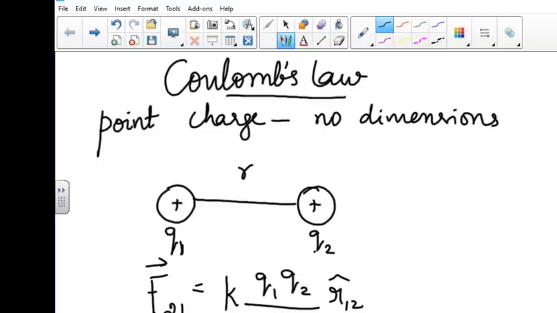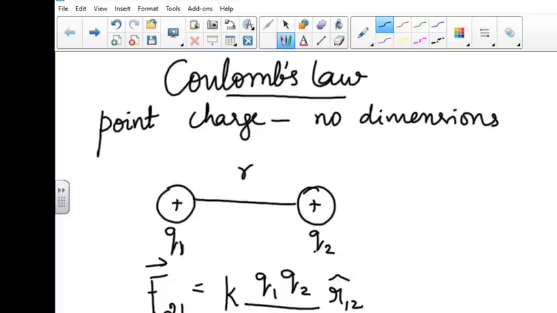This is the force of attraction or repulsion between the two point charges. Here both the charges are positive charges, so there is a repulsive force between them. So the force on the second charge by the first charge is given by this equation.